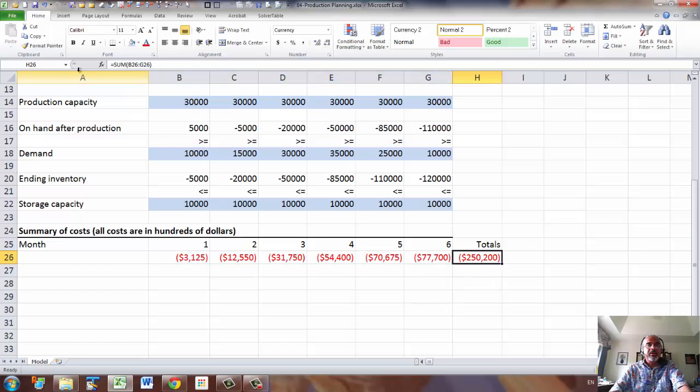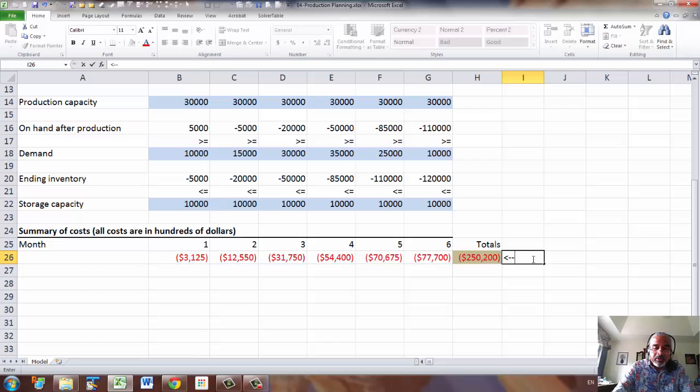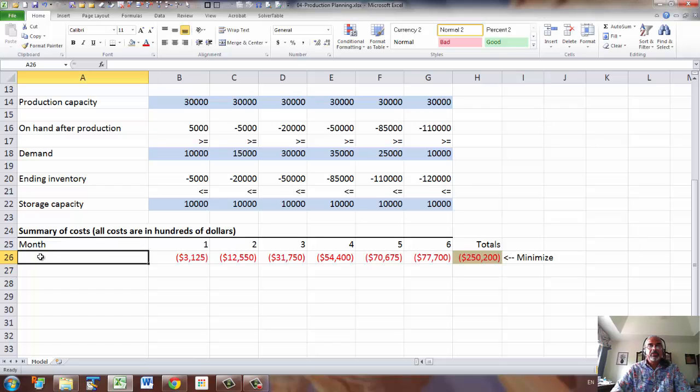Now, this is the cell that we want to now minimize. Remember, this represents cost, so we have to minimize that. Okay. In the next video, we'll look at the solver.